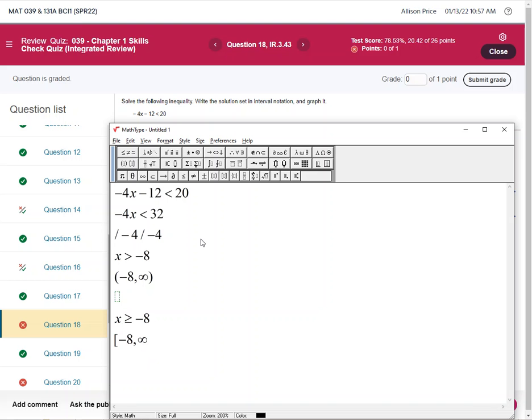Now, even though this is an inclusive interval, infinity never gets a bracket because it's an idea that can't actually be reached. The bracket symbolizes that we obtain that value, that we reach negative 8, including negative 8, and then go larger. We can't reach infinity since it's an idea, not an achievable number, so it will only ever get a parenthesis. So the answer for this one is the exclusive interval, parenthesis negative 8 comma infinity.